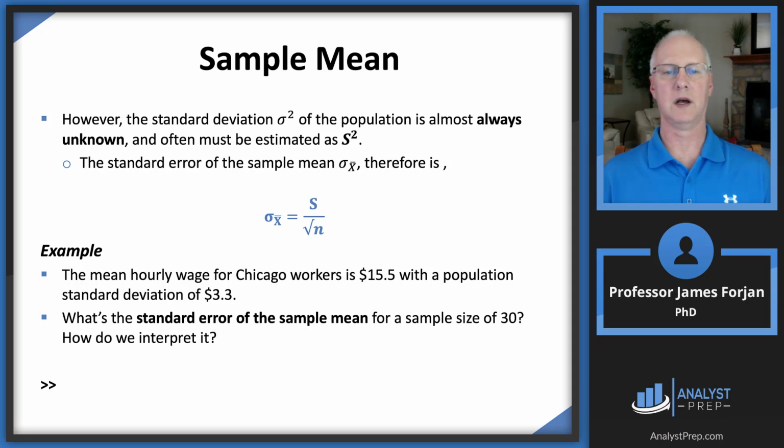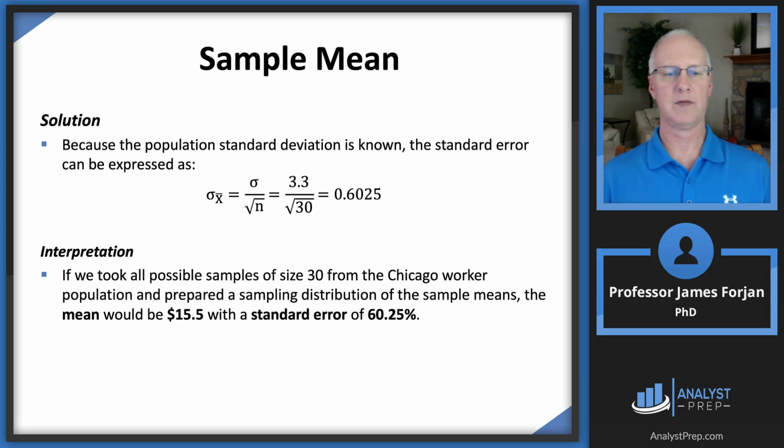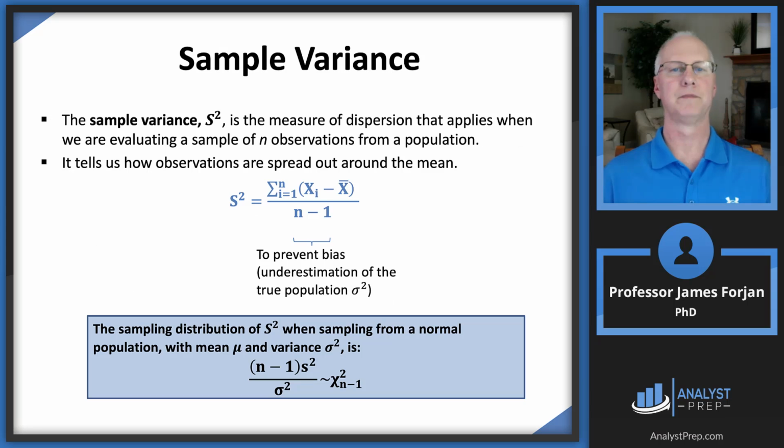We've got a mean of $15.50, standard deviation of 3.3. What is the standard error of the sample mean for a sample size of 30? And so let's just take that 3.3 divided by the square root of 30. So that gives us about 60% for the standard error.